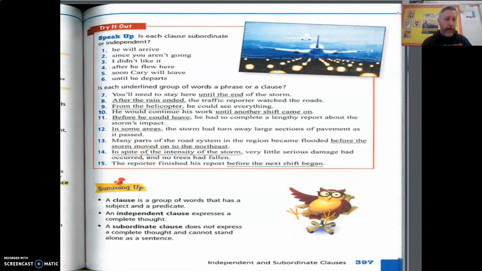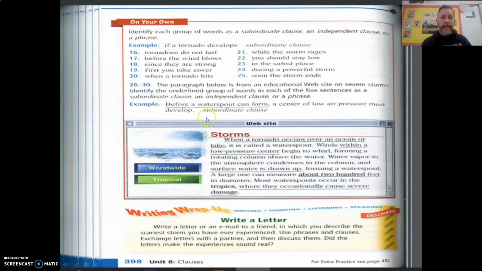Number 14, in spite of the intensity of the storm. What do you think of that one? Seems like a lot of words there, right? Almost be kind of strange if there wasn't a subject and a predicate there. But the intensity of the storm isn't doing anything here. There's no predicate, so it's a phrase. Okay, don't be fooled. And then 15, before the next shift began, subject, predicate, clause. All right.